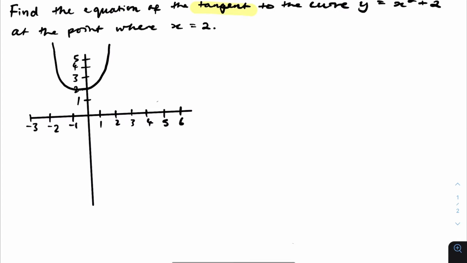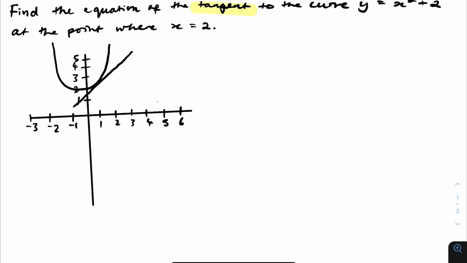It extends outwards. A tangent is essentially a line that touches a curve or any sort of other line at one distinct point. So it can't touch it at two. Like for example, this line here would not be a tangent because it's touching it at this point and this point. However, this line would be a tangent because it's only touching it at that point.